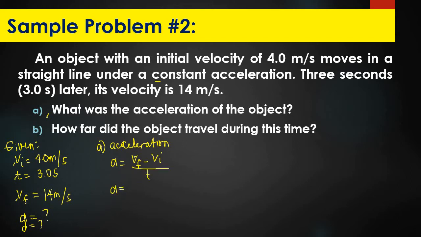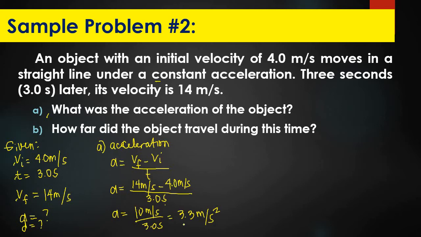So A is equal to VF, 14 meters per second, minus VI, 4.0 meters per second, all over time, 3.0 seconds. Acceleration is equal to 10 meters per second divided by 3 seconds, which is 3.3 meters per second squared.